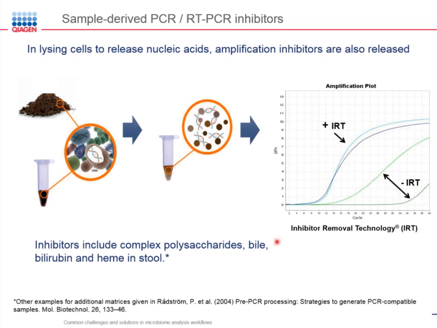So we've used challenging sample materials. In this case, it was a stool sample. You can see when we use the inhibitor removal technology, which is patented for QIAGEN, you have a really good amplification and you don't see any inhibition. When you leave this step out, you can see that the same samples have significant Cq shifts. Here, for example, we have something like 20 Cq shifts, and this is less than 10,000 times less amplified DNA.